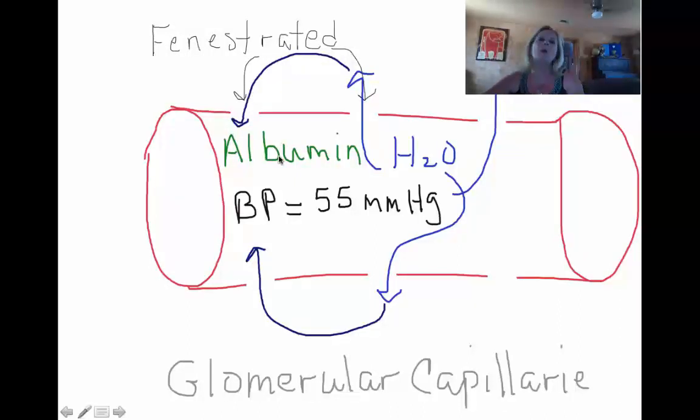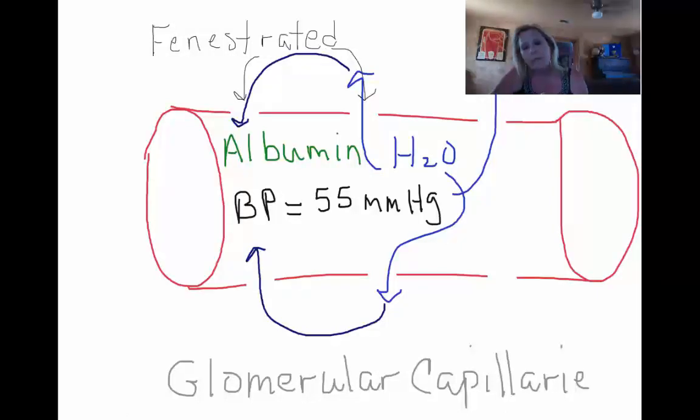Now, you also have, due to the water being pushed out, something called solvent drag. And that means that a lot of the ions and smaller particles are able to move out of these capillaries, just diffuse out and be dragged out basically by the water that is being pushed out by the high blood pressure, what we'd also call hydrostatic pressure.